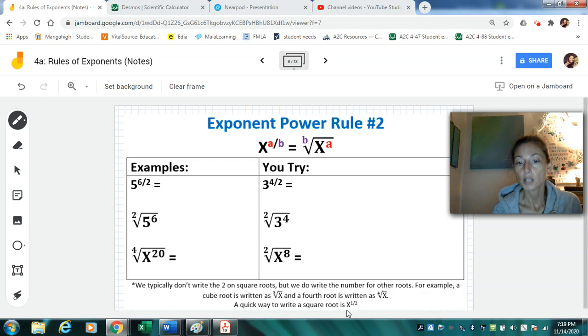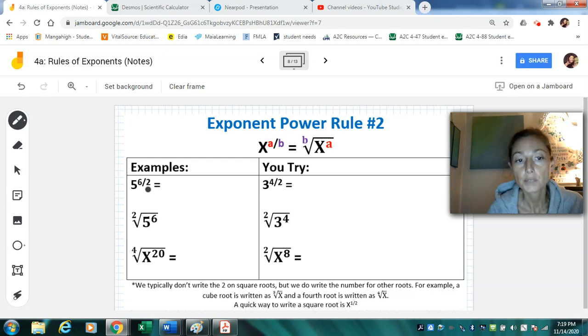The way that's really helpful is if you have a square root and it's hard for you to make a square root symbol, you can write that as x to the 1/2, because that would just be a regular x to the first power, and the root would be 2. We typically don't write a 2 on a square root, so you might not see it written like this, but we do use that for all the other roots. It's important to know that a square root actually has a 2 there, but there are other roots that have different numbers.